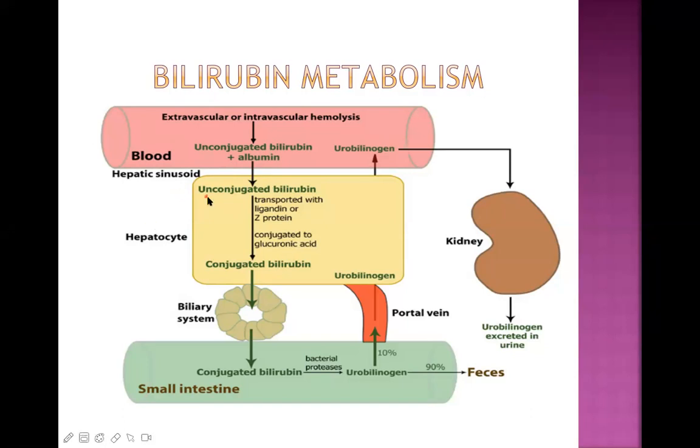Whereas in liver disease, now we are talking about this hepatocyte, this is liver. So in liver disease, both unconjugated as well as conjugated bilirubin would be higher. Whereas in obstructive jaundice or post-hepatic jaundice, by this time bilirubin is already conjugated. So if any obstruction occurs in this biliary duct or canaliculi, only conjugated bilirubin will be higher. So this is the take-home message from bilirubin metabolism.